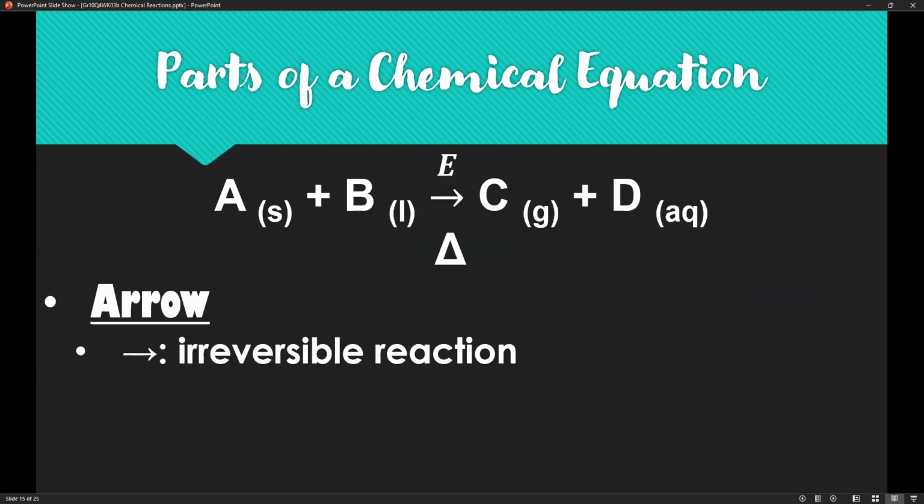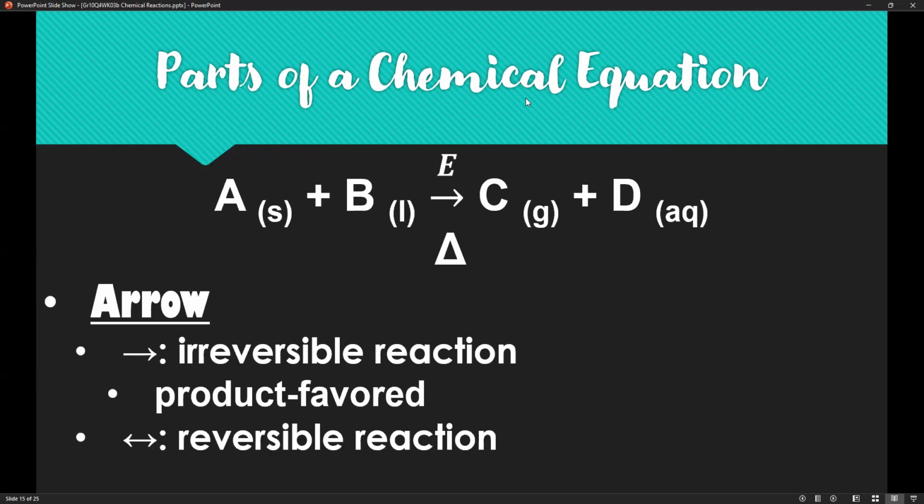If you see one arrow pointing in one direction, specifically to the right, we call that an irreversible reaction. When we say irreversible reaction, this is product favored. Once you convert A and B to C and D, you cannot reconvert C and D back to A and B. Wala na pong balikan. There's no turning back.